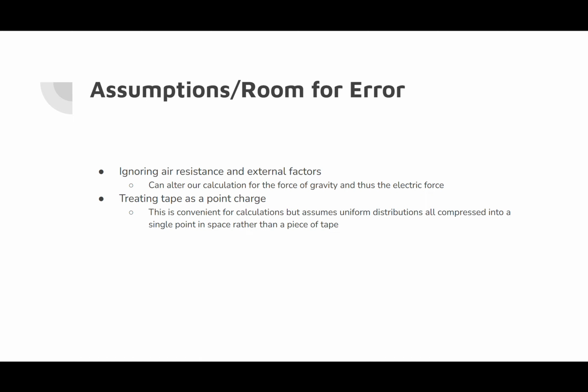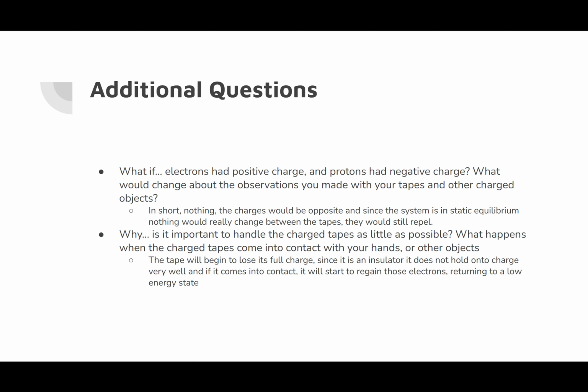We also treated each tape as a point charge. Instead of as a real piece of matter, we treated it as a single compressed point in space, which isn't exactly how all its atoms and electrons are laid out, but it was the only way we could make this experiment truly possible. As far as additional questions, what if the electrons and protons had opposite charges?